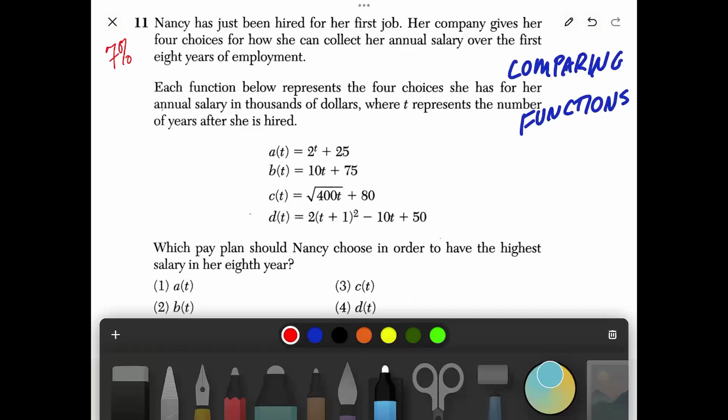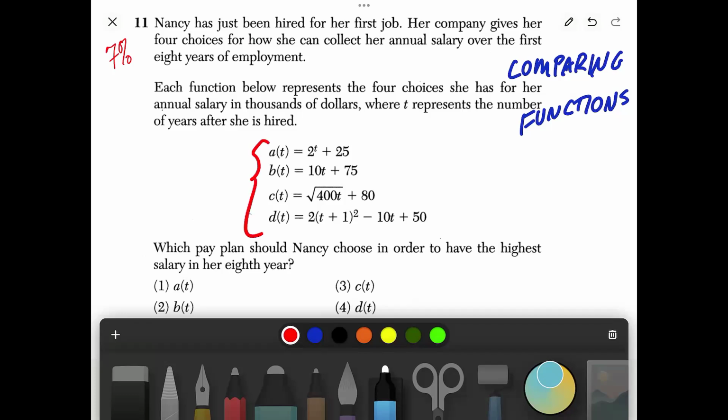This is question number 11 from the June 2024 Regents exam. Only 7% of the students who took the exam got this one right. And what that means is that I have done a poor job of teaching how to compare functions, because that's basically all this is. They give us four functions here, A, B, C, D.